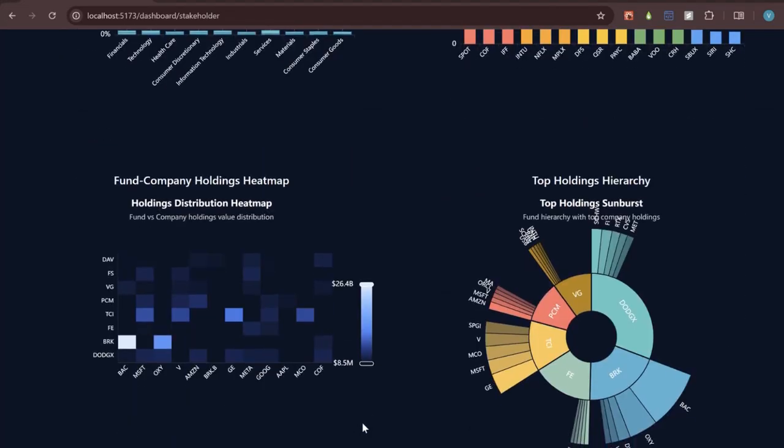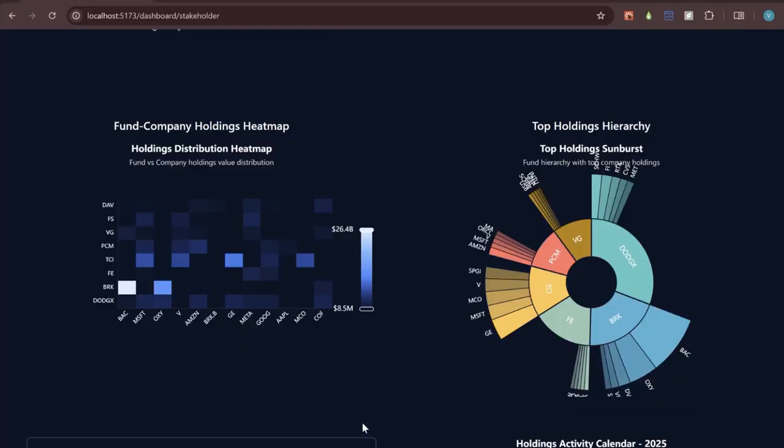And as we scroll down to the bottom, on the left, we have the fund company holdings heat map. This matrix maps hedge funds against companies, color-coded by position size or changes. It's useful for spotting overlapping holdings, contrarian positions, or identifying companies with widespread hedge fund interest. On the right, we have the top holdings sunburst chart. This focuses on the fund's largest bets. This hierarchy drills down into top holdings and their structural composition. It highlights the fund's core convictions and where the majority of the capital is allocated.